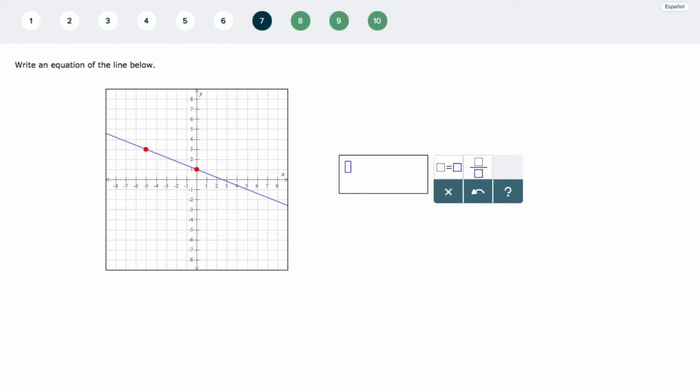Now write an equation for the line below. We're just going to write it in y equals mx plus b, where this is, again, my slope. And this is where it crosses the y-axis, or what's called the y-intercept. Okay, so we first want to see where it crosses the y-axis. It crosses at 1. Now what's my slope?